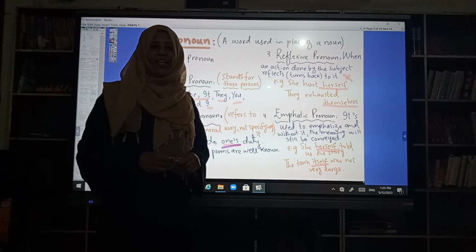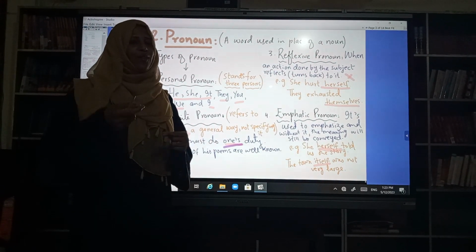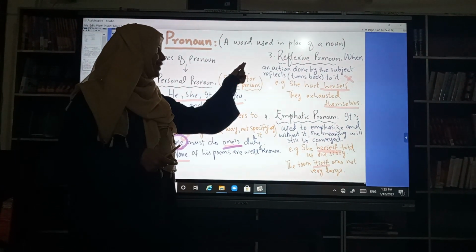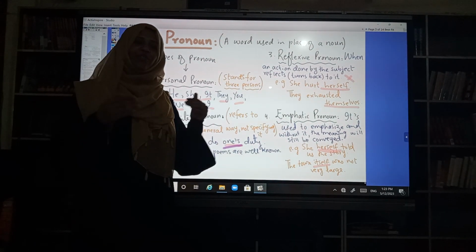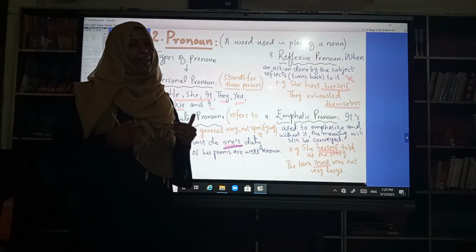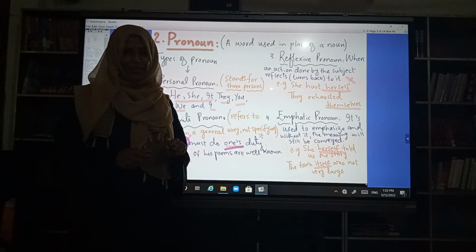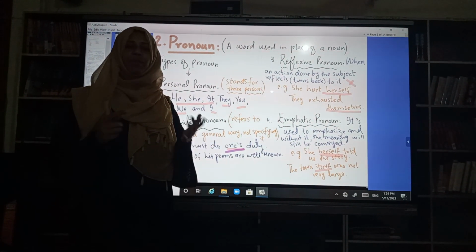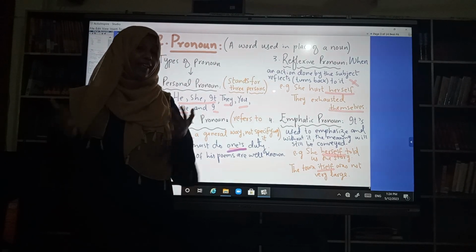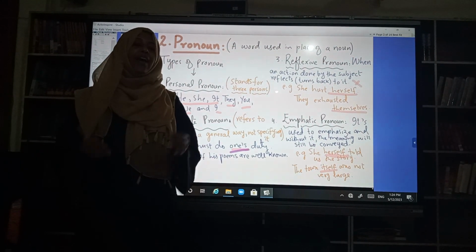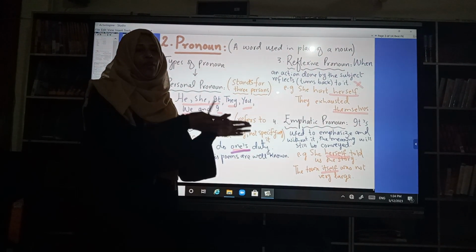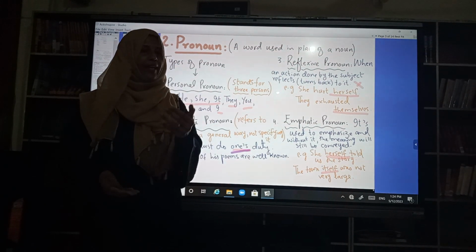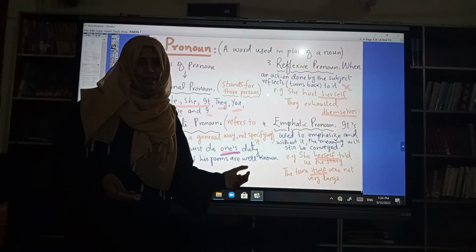Now comes the third type, which is actually linked to the fourth type. That is, third type is reflexive pronoun and the fourth type is emphatic pronoun. First thing first. Reflexive or emphatic pronouns are formed by adding self to the singular form of possessive pronoun and selves to the plural form of possessive pronoun. Like for example, herself, like for example, themselves.